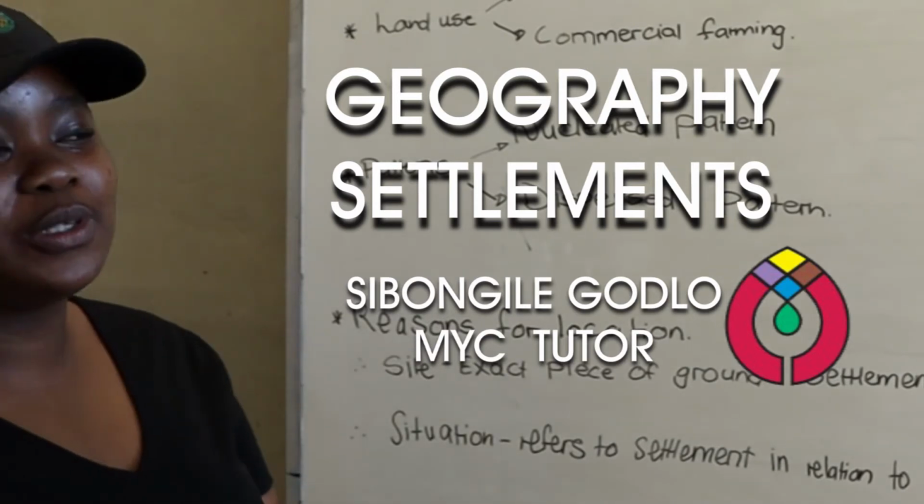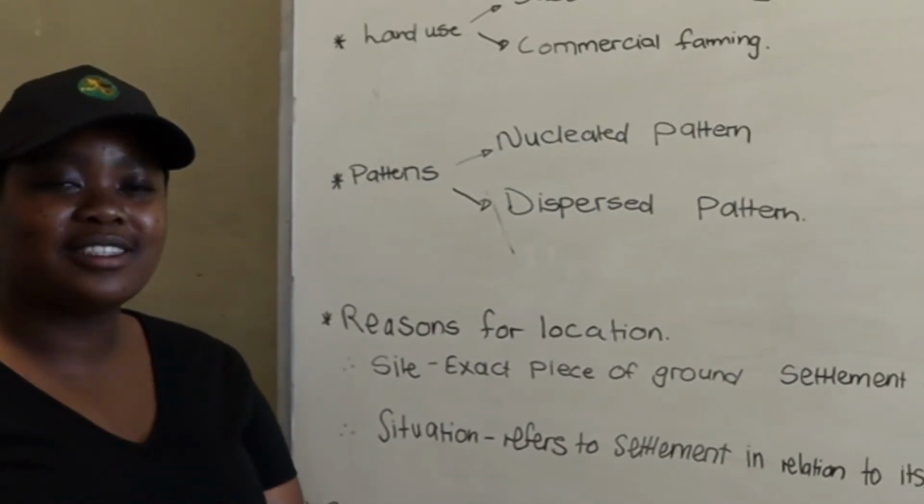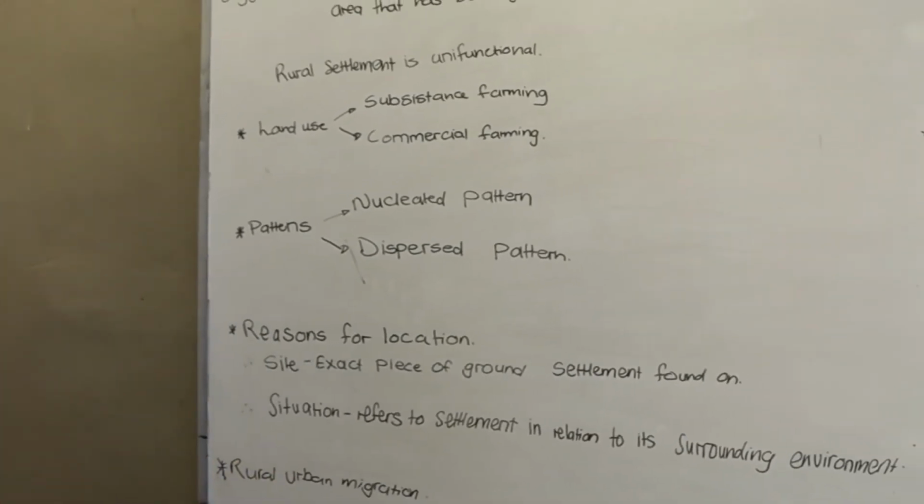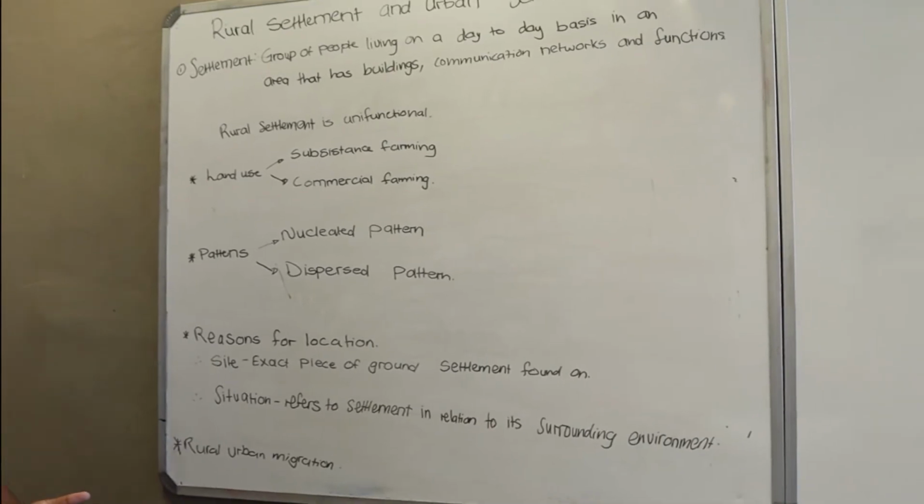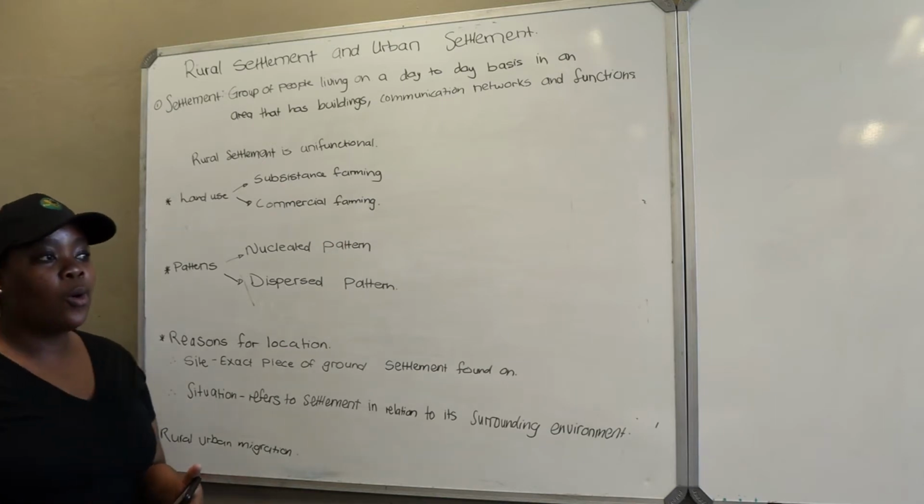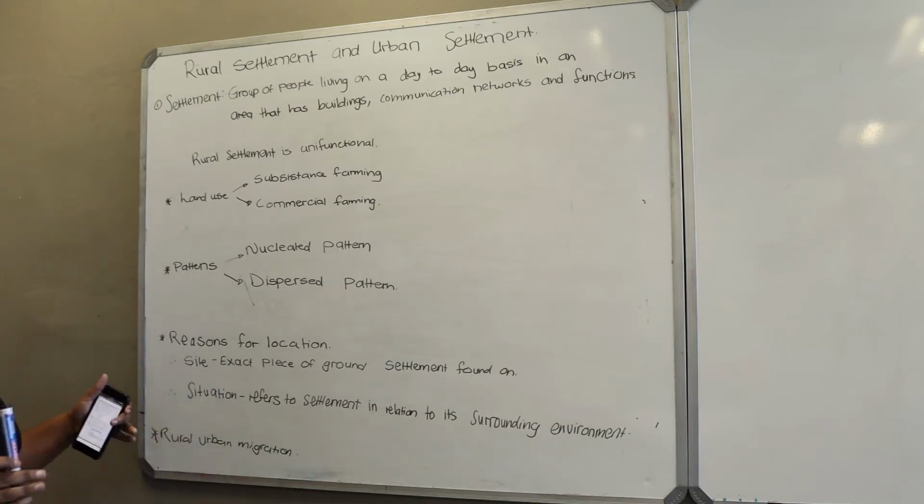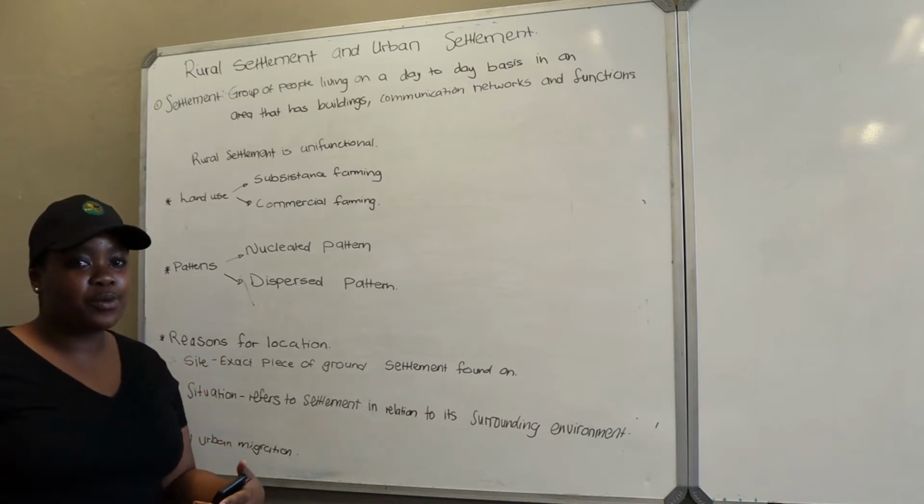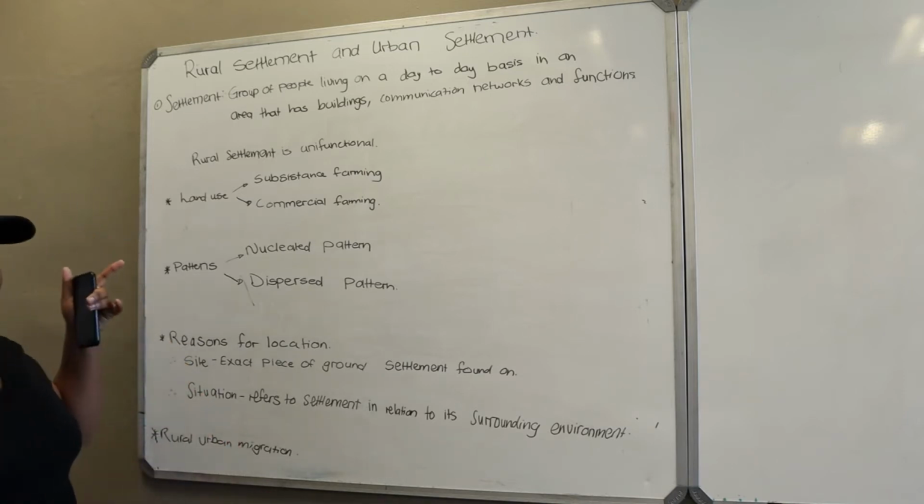And our topic for today is rural settlements and urban settlements. The components that we'll be discussing today will be land use, patterns, reasons for the location, and rural-urban migration. Although this component consists of two, rural settlements and urban settlements, today we will be concentrating on the rural settlements.